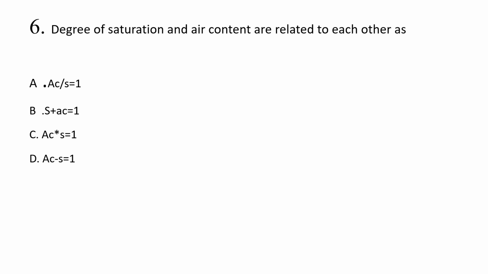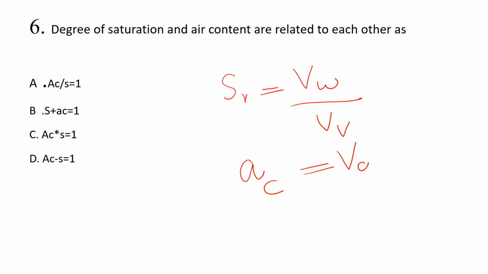In the sixth question, degree of saturation and air content are related to each other as, they have given you 4 options, option A, option B, option C and option D. Before going to these options, we have to see what is degree of saturation. So degree of saturation S_r is equal to volume of water by volume of voids. Air content, denoted by AC, is equal to volume of air by volume of voids. So here we can see both have the denominator as volume of voids.